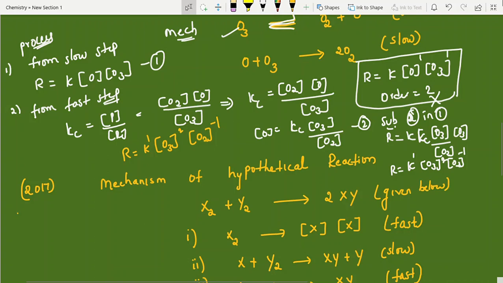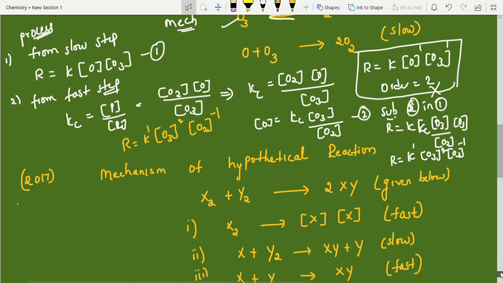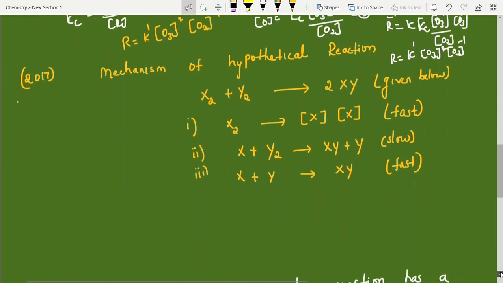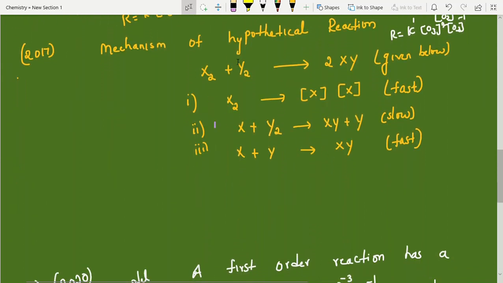This is the same 2017 model. This is the equation. See, they had given a hypothetical reaction with more than 2 steps. So one is equilibrium, one is the fast step. If they have mentioned the same process, you can do the same process. So first one, what we can do? The solution also I am giving here only.